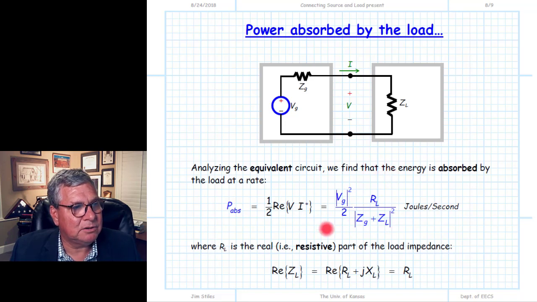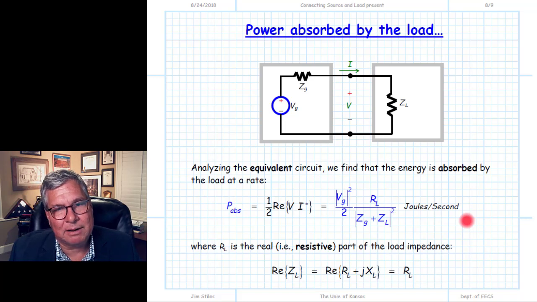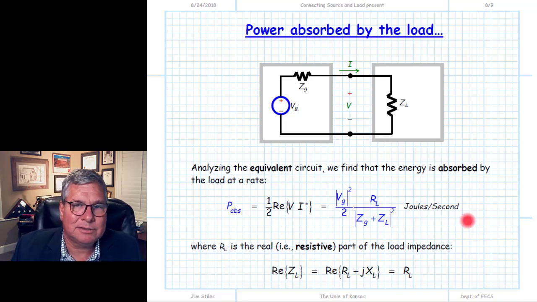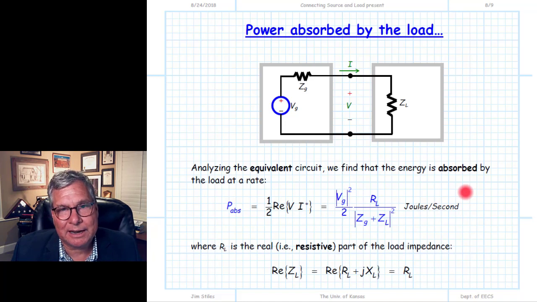So this is our result for the power absorbed. This is the rate at which energy is passing across this interface. Notice here I use the units of joules per second. I don't like the unit watts when it comes to power. I don't like any kind of a name for a rate. I don't like coulombs, or amperes, for example. It is coulombs per second. I don't like watts. It's joules per second.